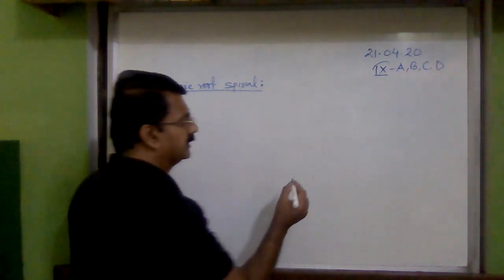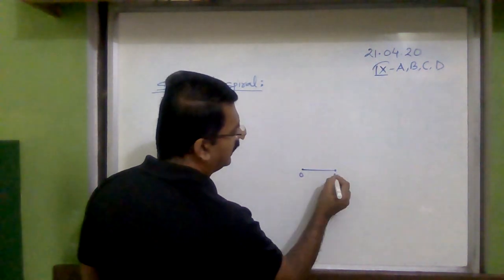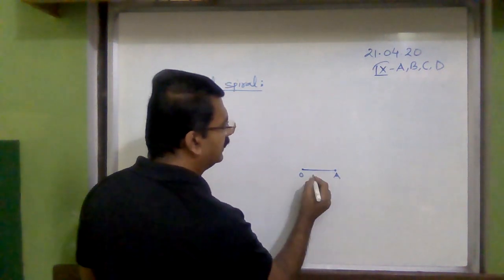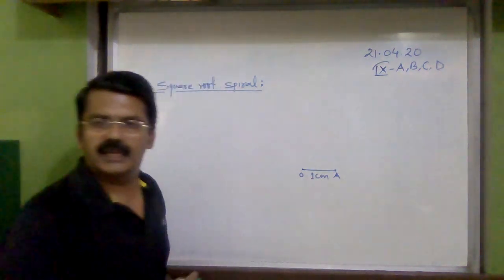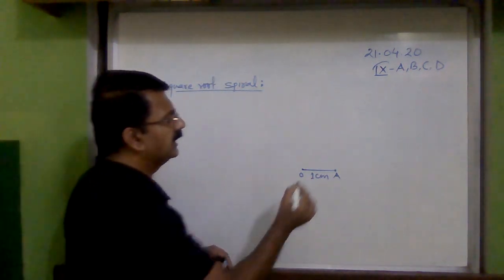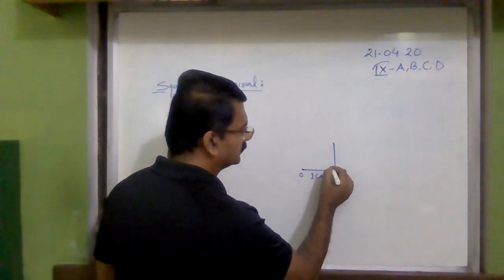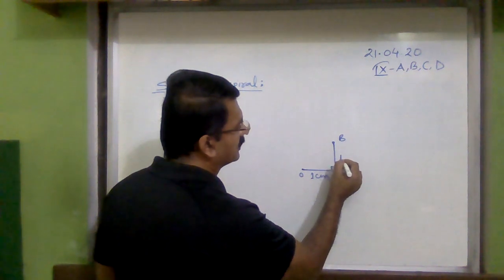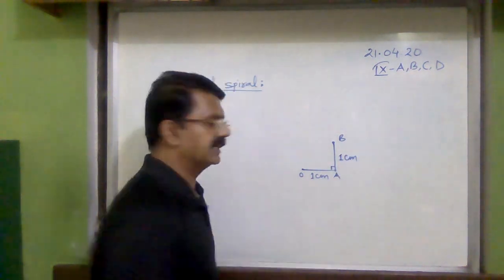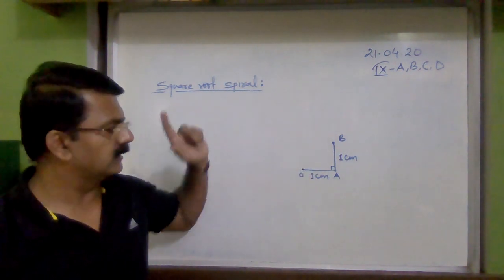Now all of you pay attention. Suppose OA is a line such that OA is 1 centimeter. Clear? At point A, you make a perpendicular line, and suppose this is point B, such that AB is also 1 centimeter. Is it clear? OA is 1 centimeter and AB is also 1 centimeter.